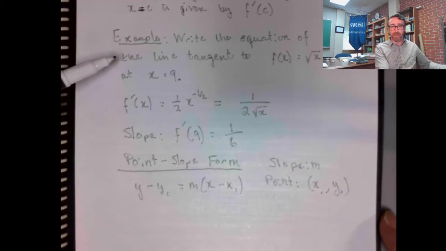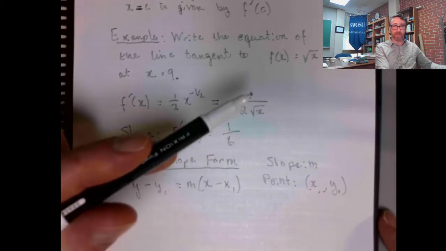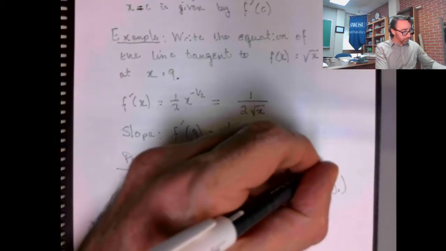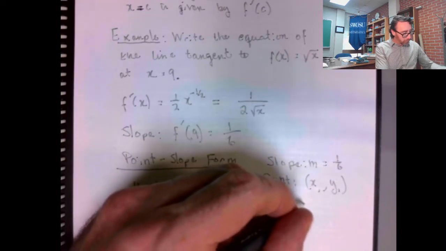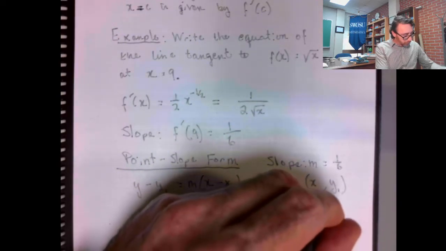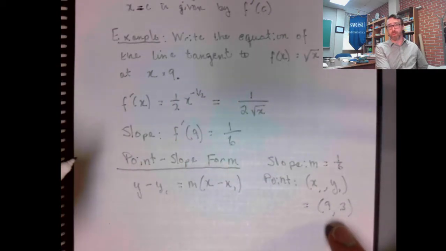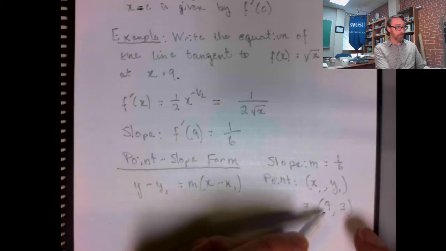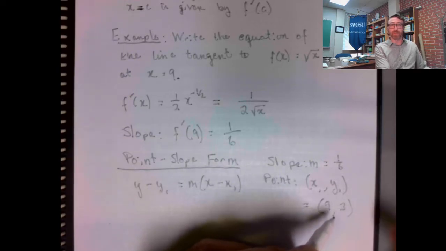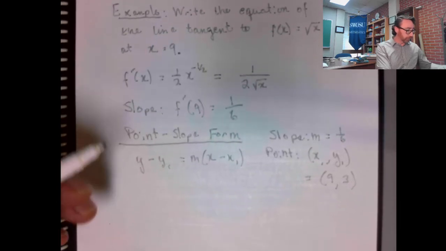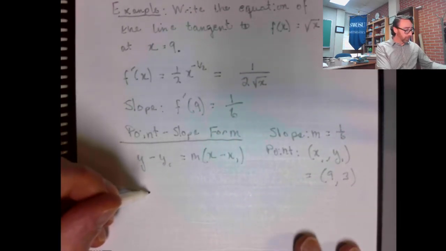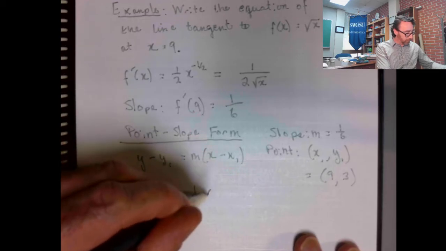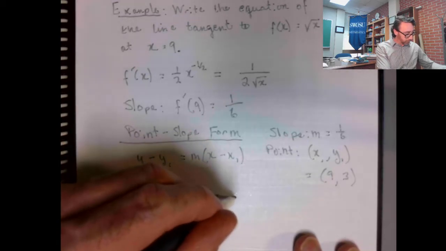Well, we can just evaluate the function f of x to get the y coordinate. So it'd be 9 comma 3, right? Because we want this line to touch the square root function at the point where x equals 9. And when x equals 9, the y coordinate is 3. Okay, so now that we've got that, we do y minus 3 equals 1/6 times x minus 9.